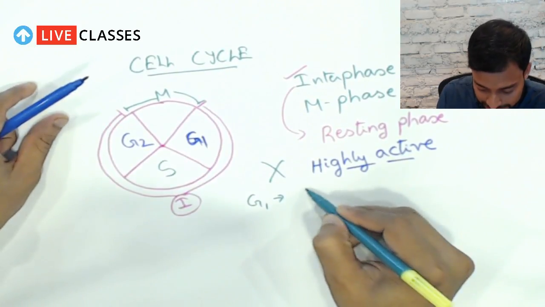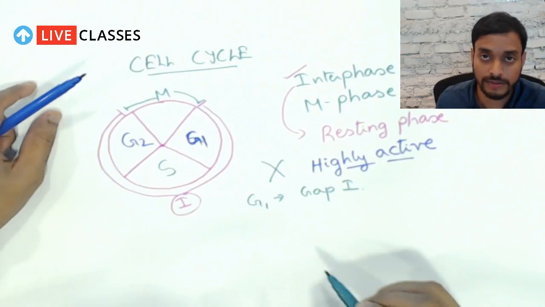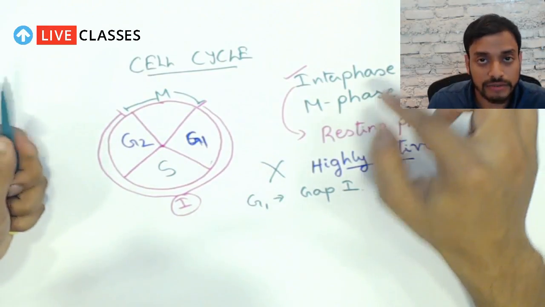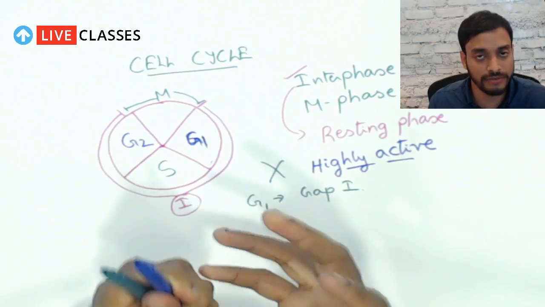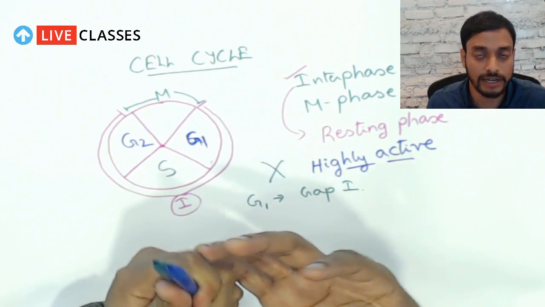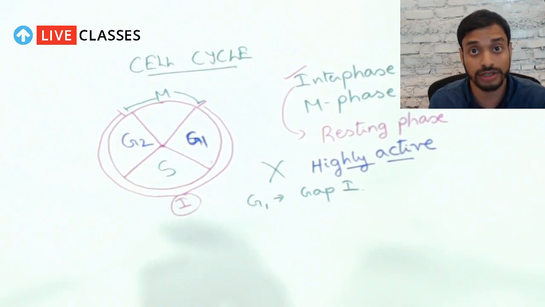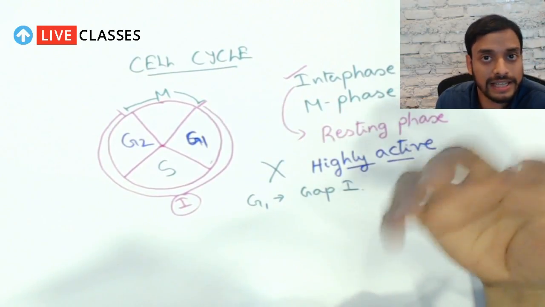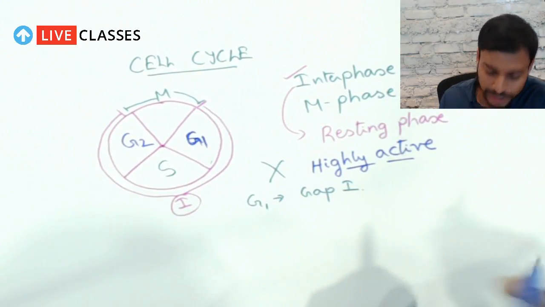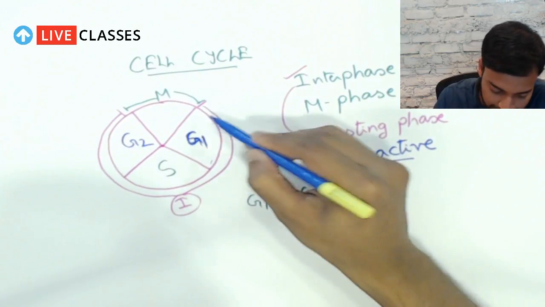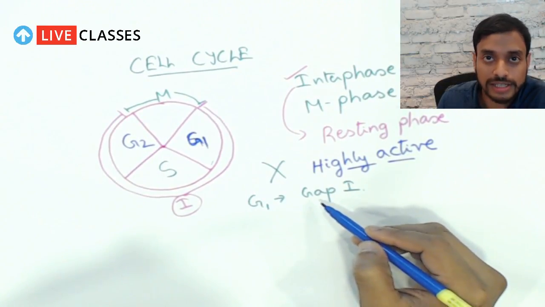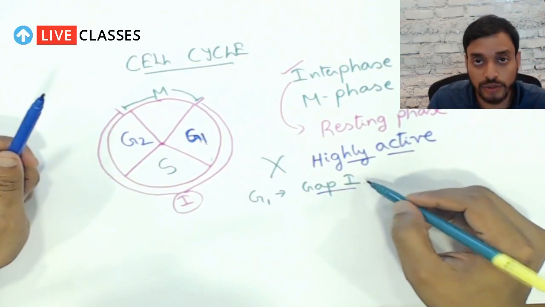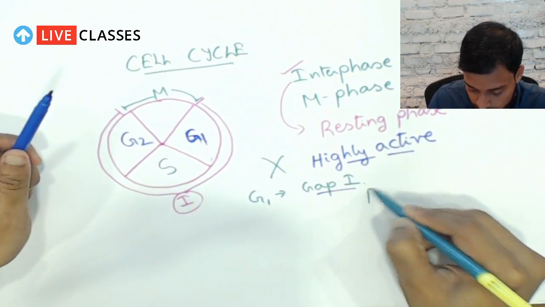G1 is known as the gap 1 phase. Now you understand that interphase is a preparatory phase. That means a cell is preparing itself. What does the cell want to do? Divide. The cell wants to divide, so before dividing, the cell needs to prepare. Interphase is the phase where the cell is preparing itself. So let's see how the cell prepares. This is the first preparatory phase, that is gap 1. Now, what are the things that a cell is preparing during this phase? Let's see. In this G1 phase, a cell is making proteins.